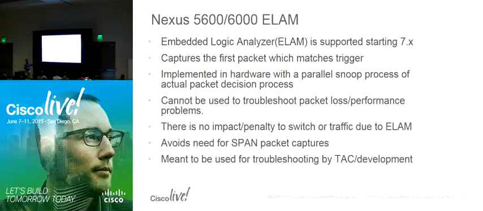So it's very useful to reduce your troubleshooting time and at least focus on the right device in a network where you should be focusing. There's no impact of configuring ELAM because it runs as hardware in parallel to our lookup process. But it cannot be used for troubleshooting performance problems because ELAM only captures the first packet. So if you're having, say, 20% packet loss, ELAM is not your tool. Perhaps SPAN is your tool for that.